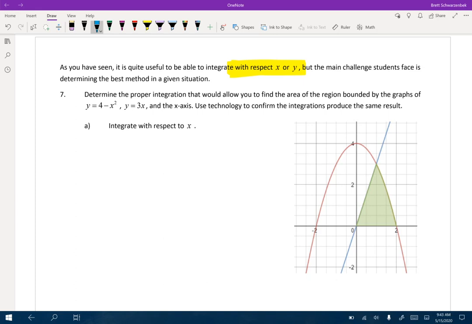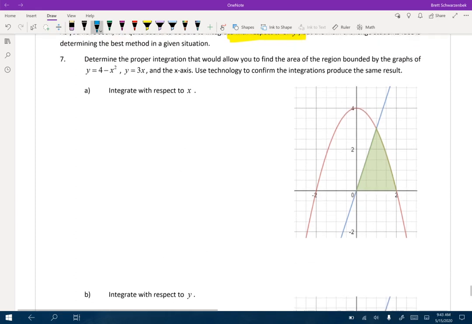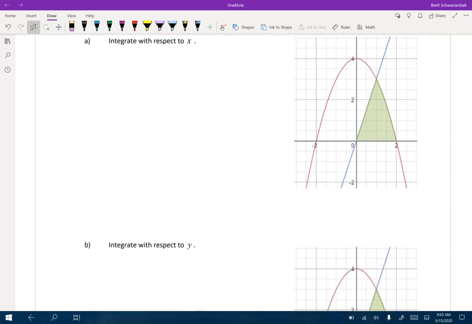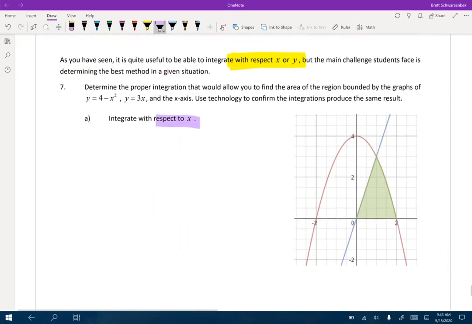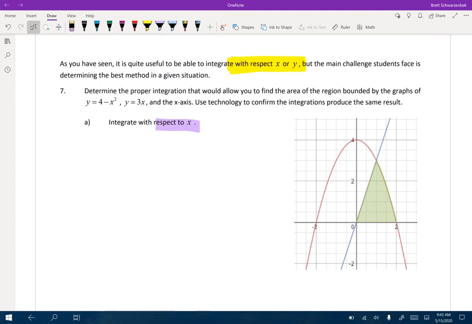Now, you'll see for our problem, it's going to say integrate with respect to x for one and y for the other. Same graph. So when you look at this, that is going to be what this is about. And it can be challenging for the brain. It's one of the hardest things you do, but hopefully you can stay with me and get that.